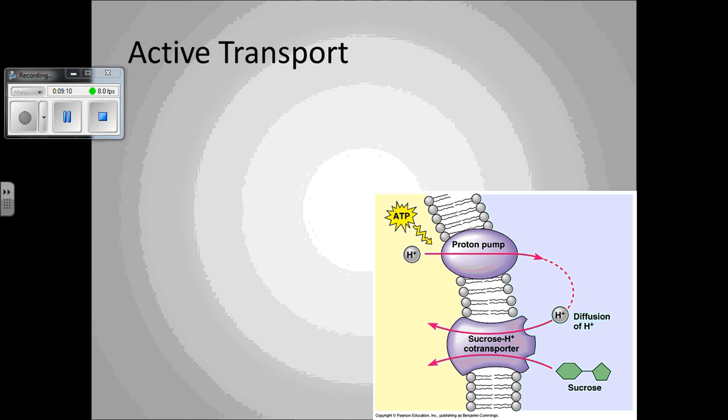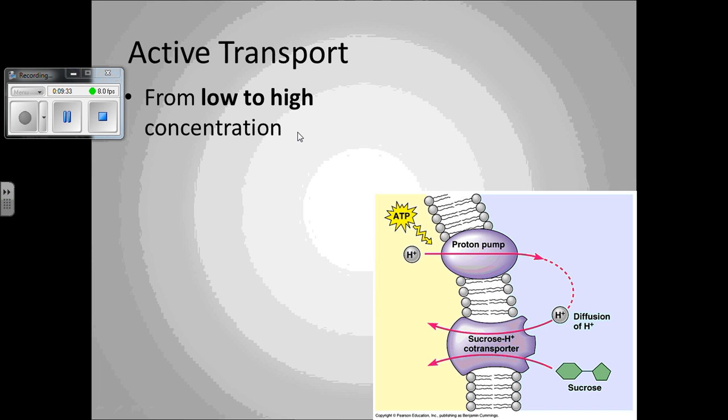The last type of transport, again, is active. Remember, we have passive transport, which requires no energy, and we're talking about diffusion, facilitated diffusion, and osmosis. And then we have active transport that requires energy. This time we're going to move from a low to high concentration, a less crowded area to a crowded area.